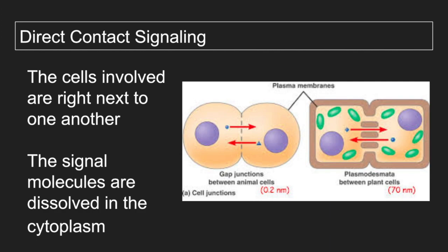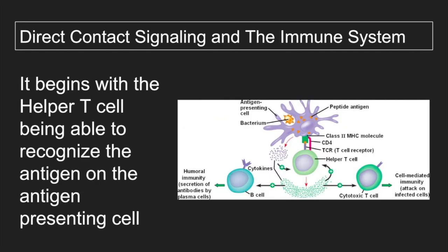Lastly, we'll look at direct signaling. All animals and plants contain cell junctions, which are little gaps in the membranes of the cell. In animal cells, they're called gap junctions, and in plants, they're plasmodesmata. These connect the cytoplasm of cells directly next to one another, so dissolved signaling molecules move from one cell to the next by cytoplasm.